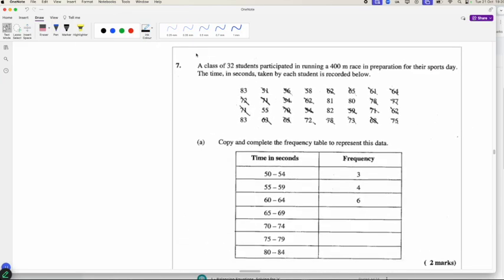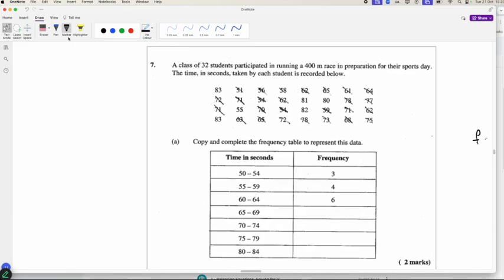Let me see what's going on with this question here. A class of 32 students. I guess I had to read through that. I didn't cross off that thing. That's how I get the paper. You know all of these papers, this is a bootleg thing, right?